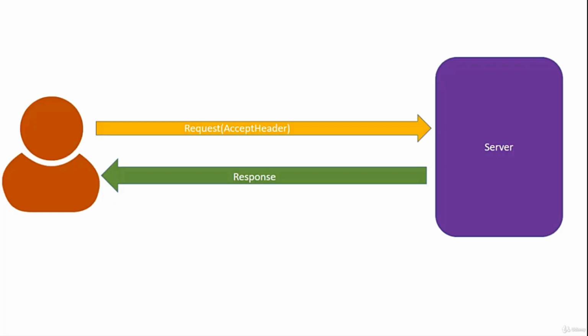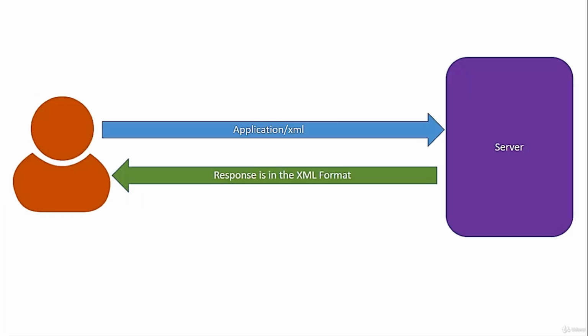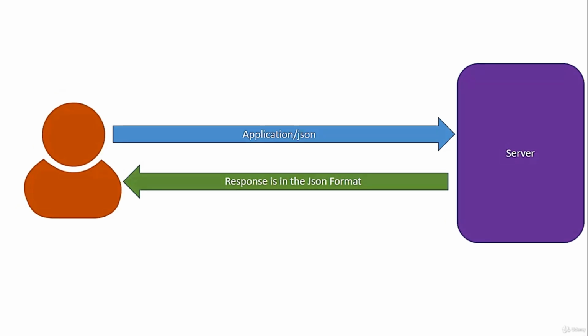When a client sends a request to the server, the request includes something called accept header. Using this accept header, the client can specify the format which they want from the server. For example, if the accept header is XML, we write application/XML. The service sends the format in XML, and if it is JSON, then we will write application/JSON, and then the service will send the data in JSON format. So let's understand this concept with a real-time example.